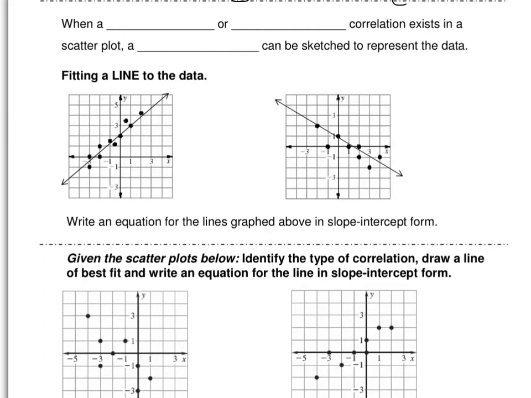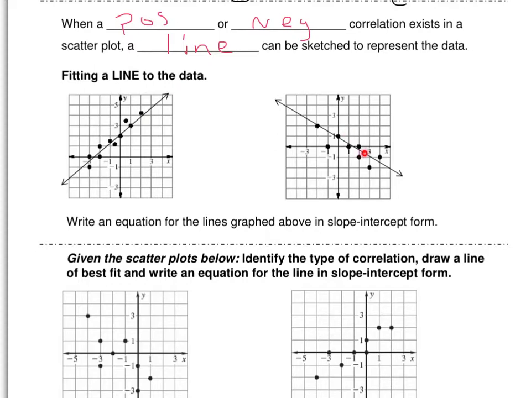Okay, so when a positive or a negative correlation exists in a scatter plot, a line can be sketched to represent the data. So that's just what I did above. Okay, so here we have a bunch of points all over the place, and then we have a line that goes through those points, and it kind of represents the data.